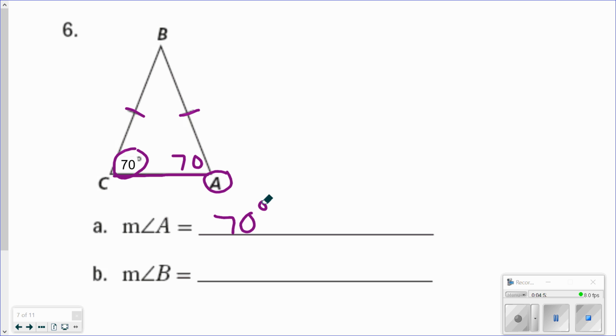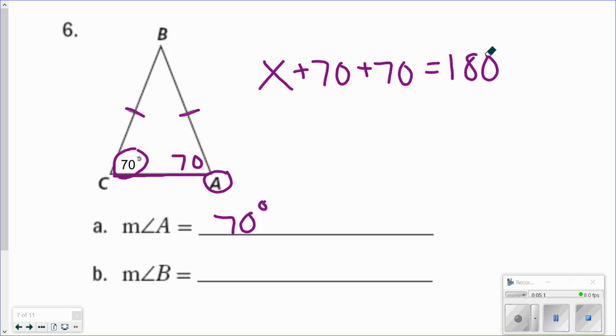Now we need to figure out what is the measure of angle B. And let's remember that the angles inside of a triangle add up to 180 degrees. So that means B, and I'll call that X. If I have X plus 70 plus 70, this has to equal 180. And if you do some algebra, you end up getting that 40 is equal to X. So the measure of angle B has to be 40 degrees.